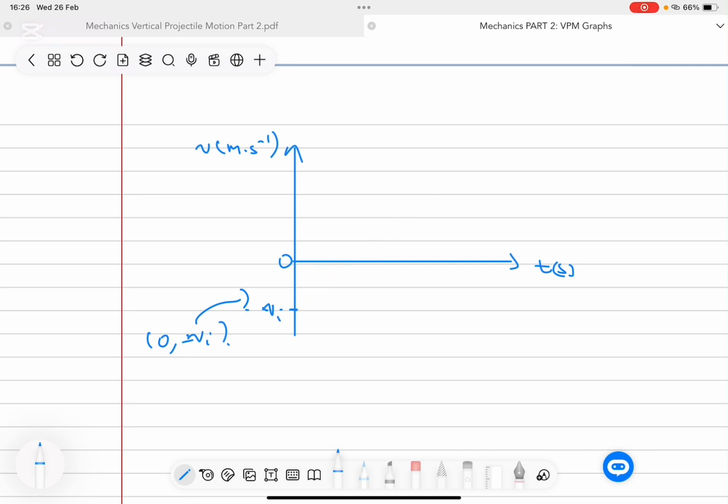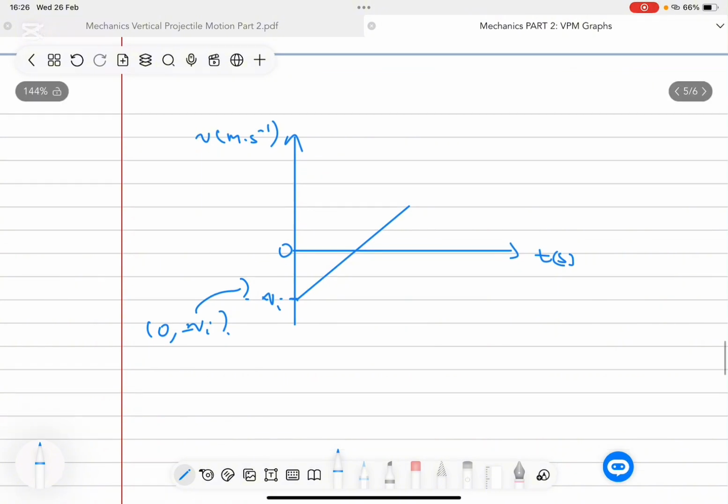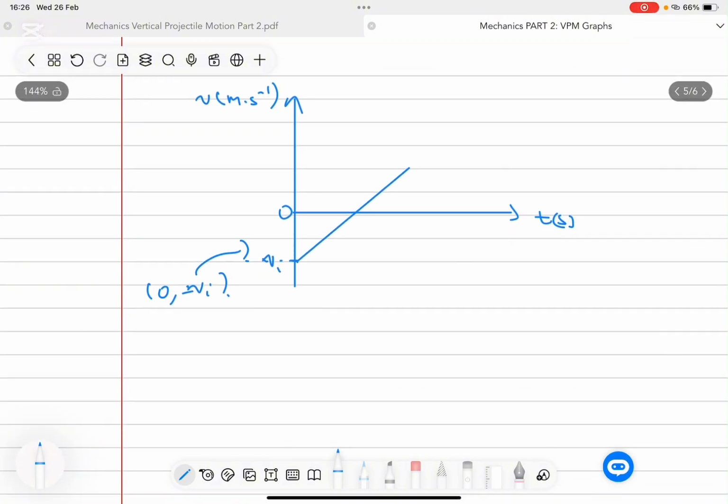Maybe if I could try to draw it so that it is symmetrical. Yes, let's go with that, because you know the symmetry, the two sides must be the same. Now if we interpret this graph, you would be able to see that when the time is 0, we get vi. When we go to another time here, we get v1, I mean to say, a velocity that is getting smaller and smaller until we get to 0 here. This is the maximum height.